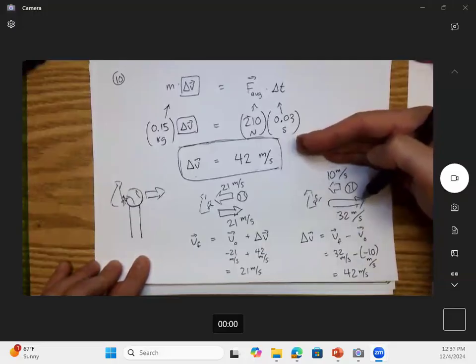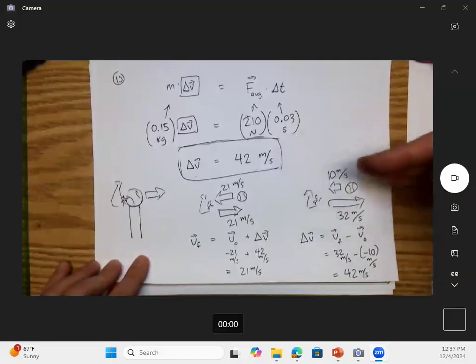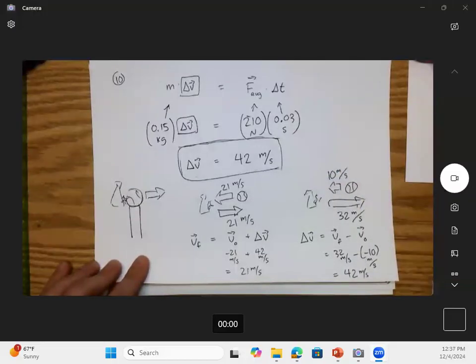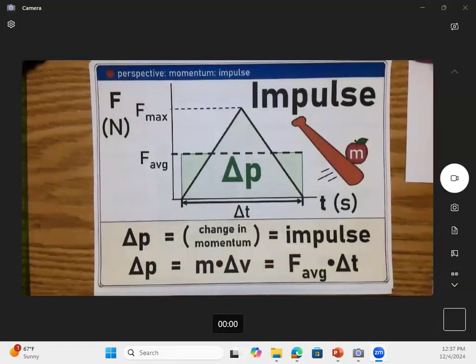So how fast does the ball leave the bat? Well, it really depends on how fast the pitcher pushed it towards the plate to begin with. So you could have a bajillion different answers. Okay. Right, guys? So really, with this method, you're just solving for the change. Right, you guys ready for number 11?